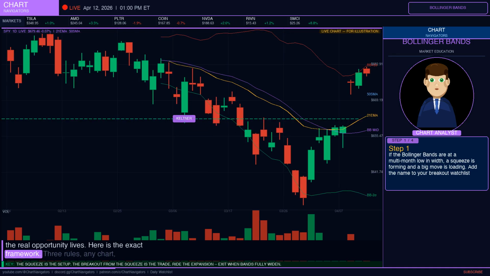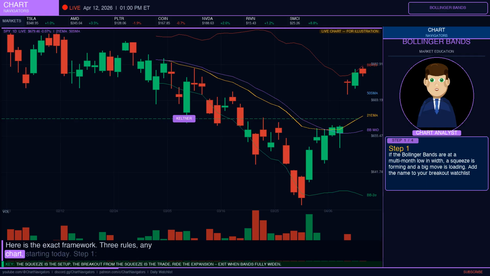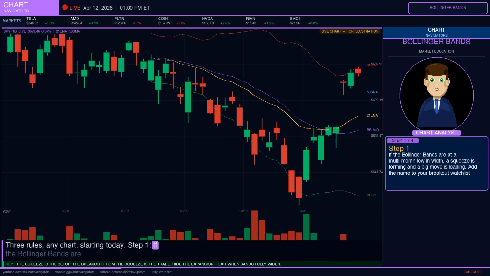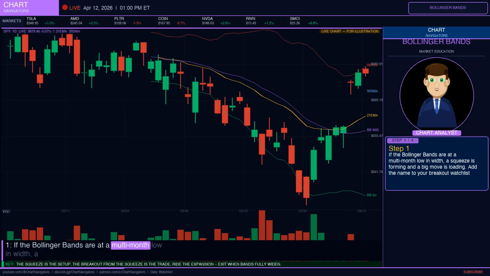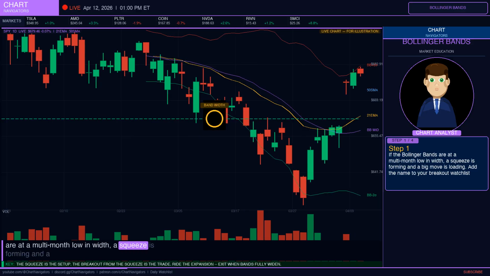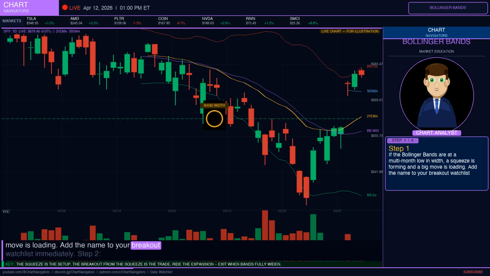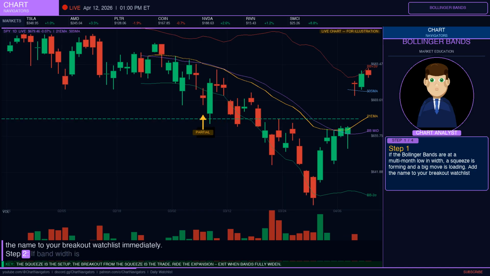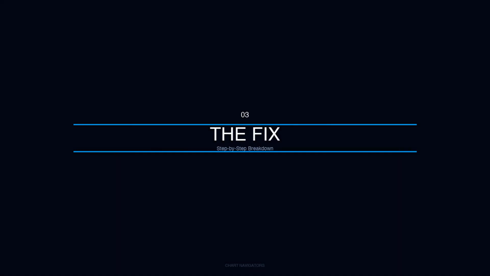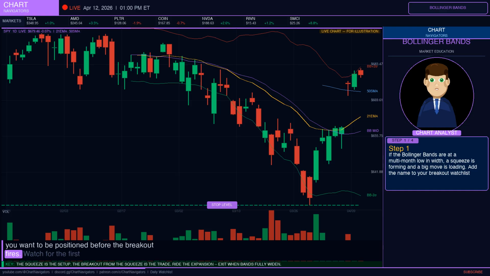Here is the exact framework. 3 rules any chart, starting today. Step 1. If the Bollinger Bands are at a multi-month low in width, a squeeze is forming and a big move is loading. Add the name to your breakout watch list immediately. Step 2. If bandwidth is at a 3-month low or lower, you want to be positioned before the breakout fires.